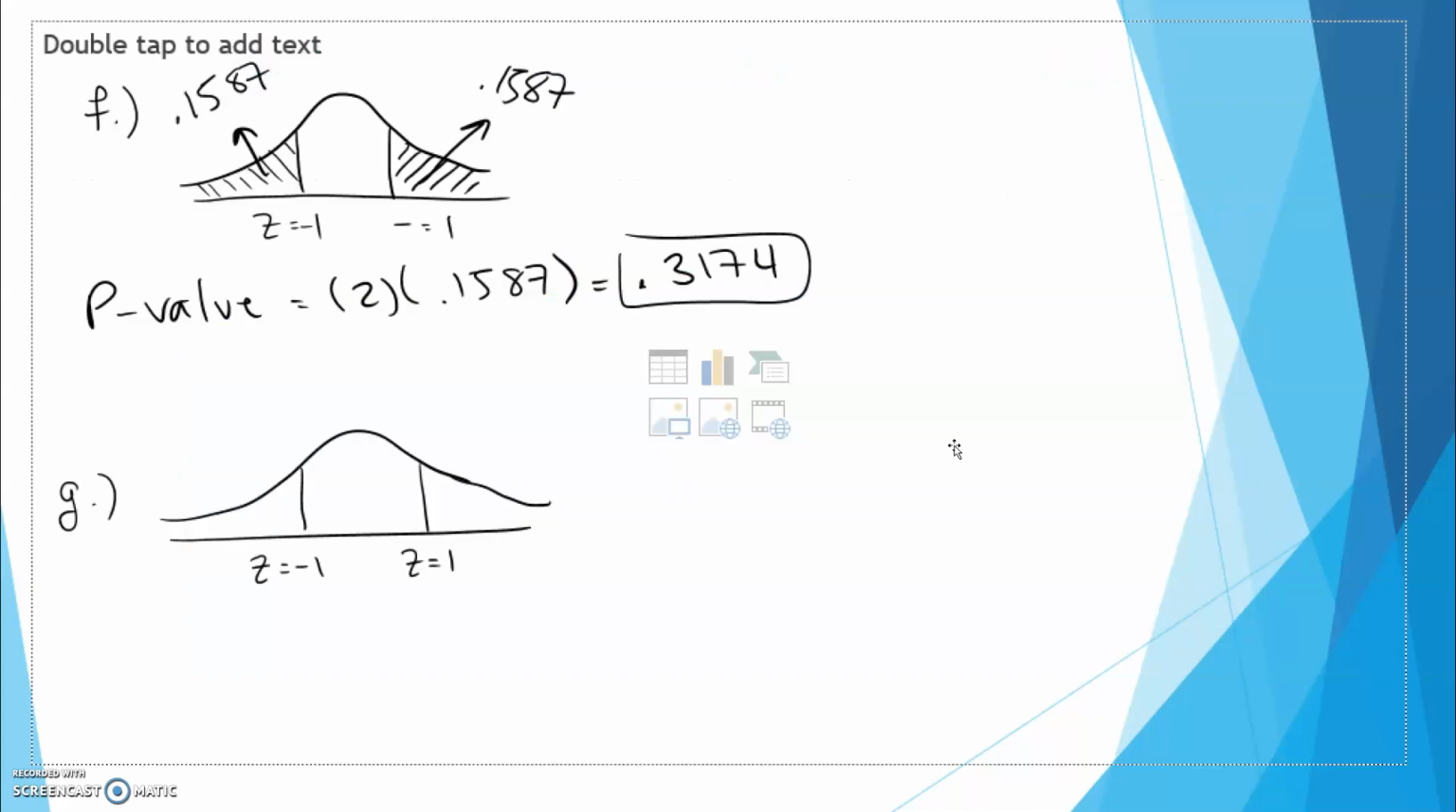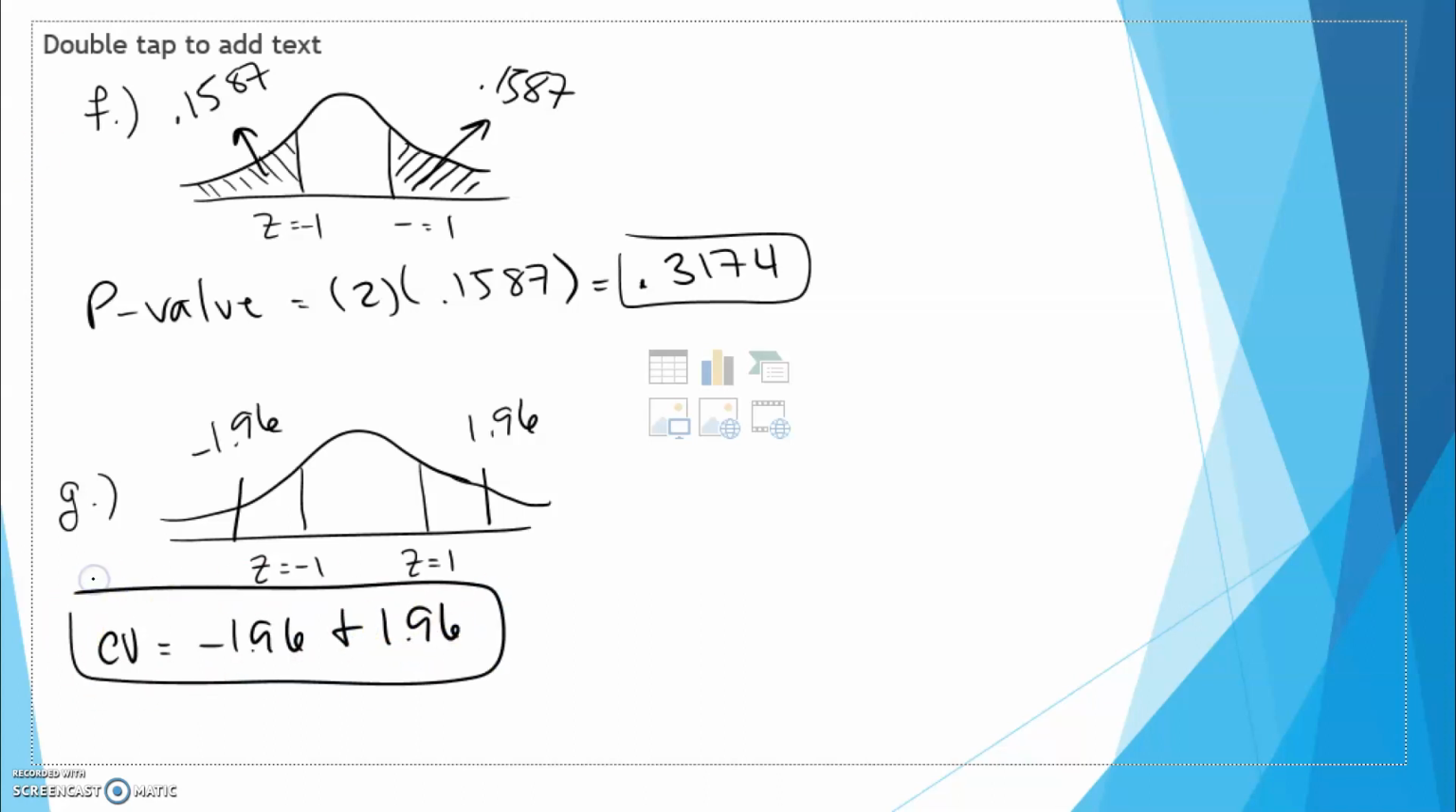Since I'm in a two-tailed test, my critical values are -1.96 and +1.96. If you're in a two-tailed test, you will always have two critical values. If you're in a left or a right-tailed test, a one-tailed test, you will have one critical value.